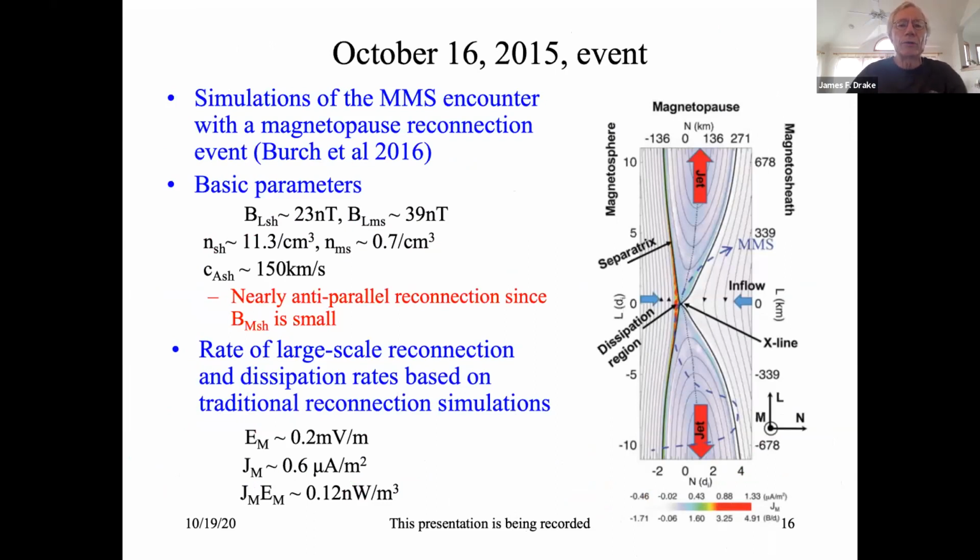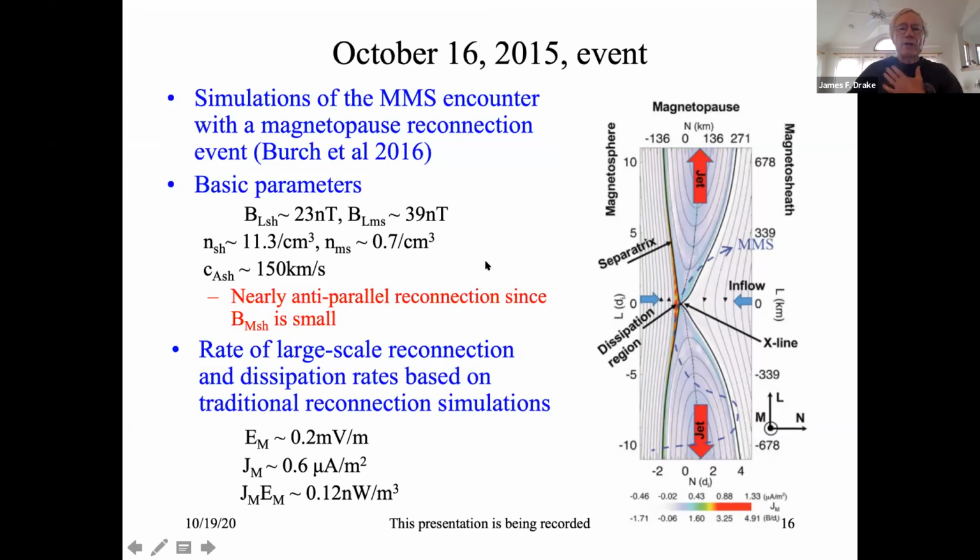Okay, so I'm going to show you the famous MMS October 16, 2015 event, which was, of course, discussed by Jim Burch in his 2016 Nature paper. Here is that event, a simulation that shows the MMS trajectory through this region. It crossed back and forth between the magnetosphere and the sheath. The sheath is on the left here, and then it crossed very close to the X line through here, where it saw the structure of the electron dissipation region.